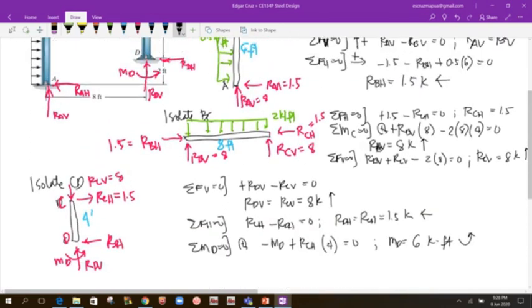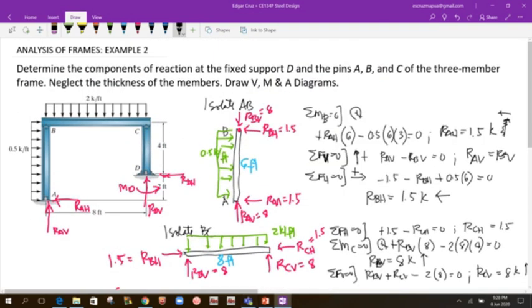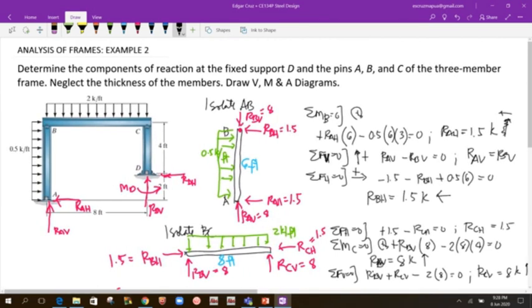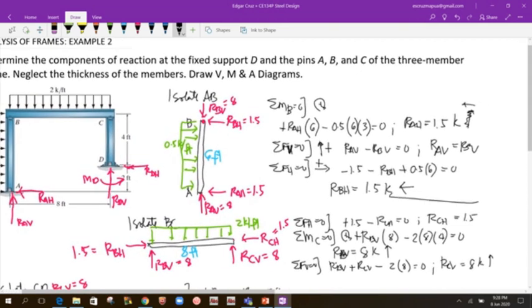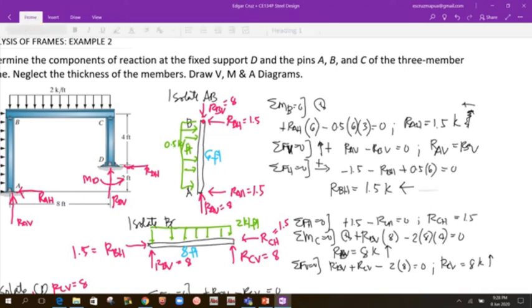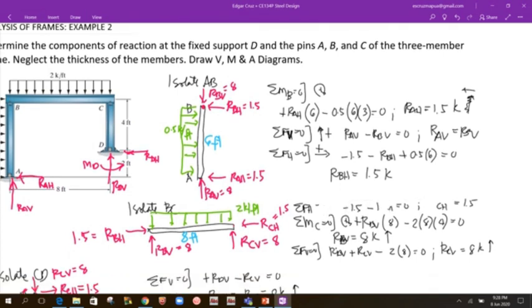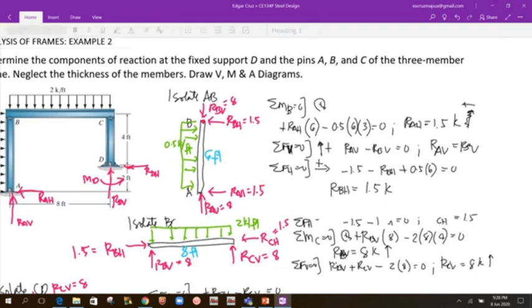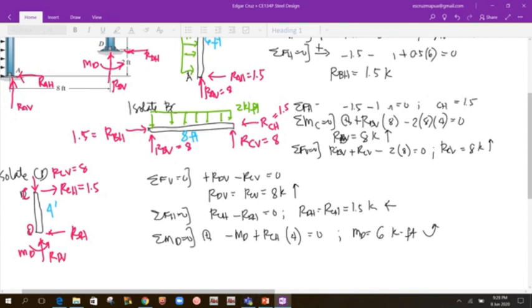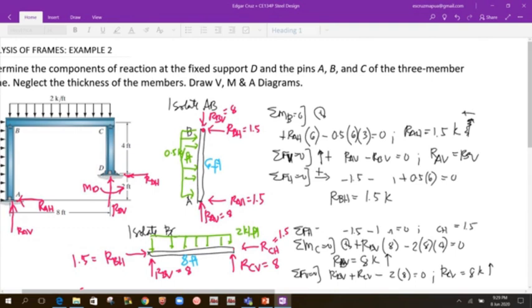So we're now ready to draw the diagrams. Okay, so let's try drawing the diagrams. How do we draw the diagrams? Let's start with AB.